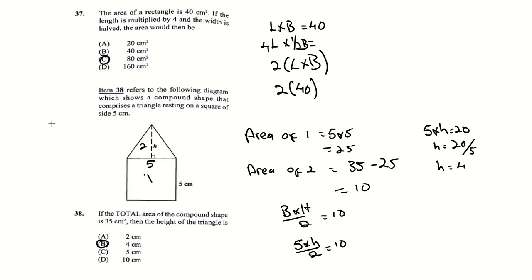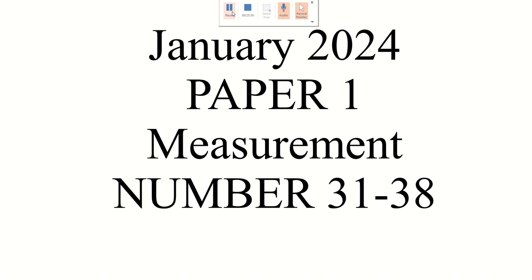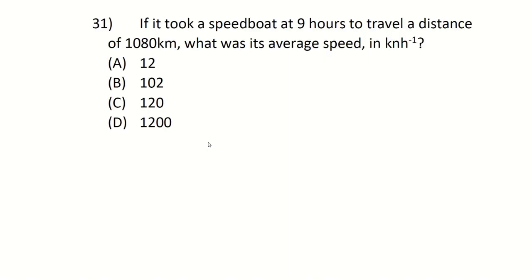Right, and that is the end of May, June 2024. We're going to do January 2020, Paper 1, measurement. The numbers are 30, 31 to 38. Right, so measurement is section 4, I believe.